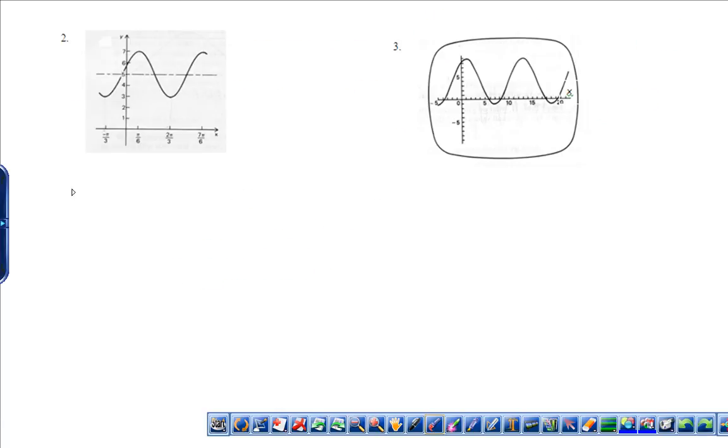For number 2, I'm going to begin with my formula again. This first blank, remember, is a shift up or down, and that is marked. It's a shift up of 5. Then we need to find our highest and our lowest. It looks like our highest is 7 and our lowest is 3, so we can find our amplitude. So it looks like your amplitude is 2.